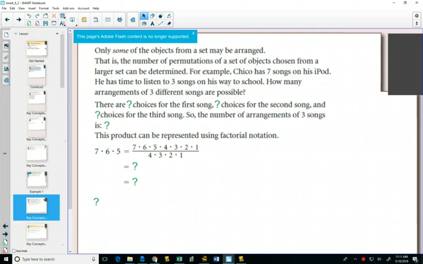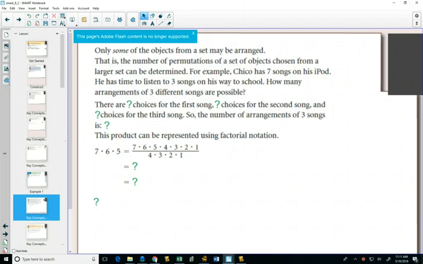So here we have Chico. He has 7 songs on his iPod. I don't think iPods even exist anymore. It's like his iPhone. And he hasn't realized he can download more music yet, or maybe he just got it. 7 songs isn't very much.